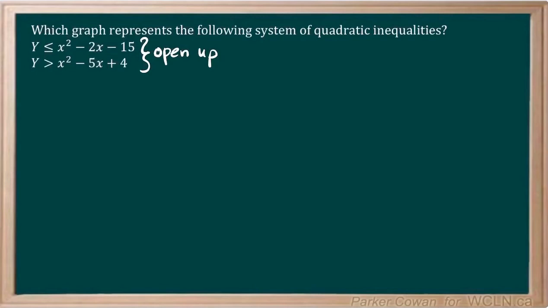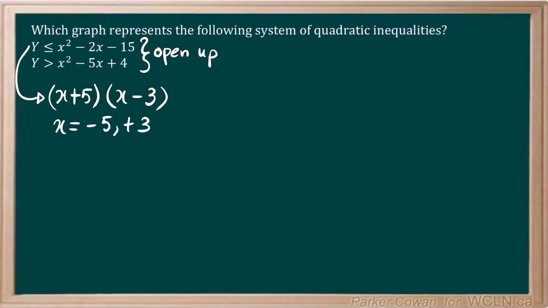So right away, when looking through your multiple choice options, you can cross away some that just aren't going to be possible, right? Okay, so next up, we need to find the zeros of this system. So let's find the zeros of this one first, just by factoring and solving for x. We need two numbers that add up to -2 and multiply to -15, and those are x plus 5 and x minus 3, right? So that's going to give us zeros of x equals -5 and positive 3.